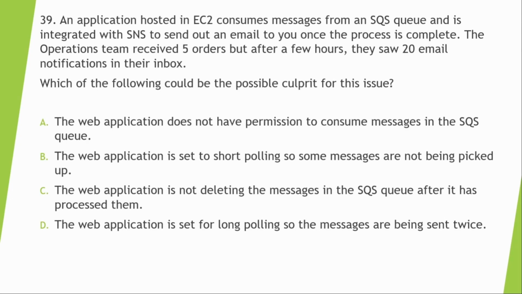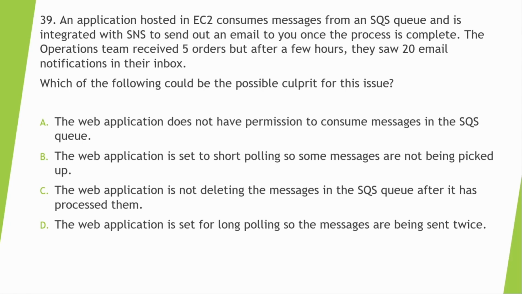Next question. An application hosted in EC2 consumes messages from an SQS queue and is integrated with SNS to send out an email to you once the process is complete. The operations team received 5 orders, but after a few hours, they saw 20 email notifications in their inbox. Which of the following could be the possible culprit for this issue?